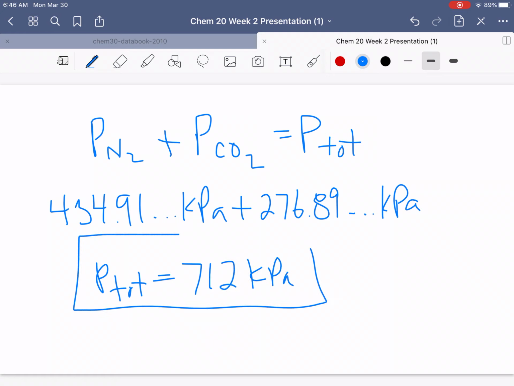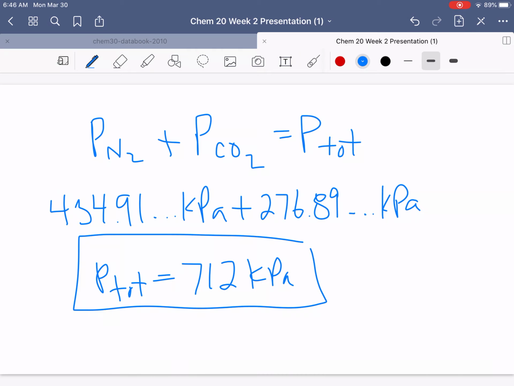Done and done. So really, guys, this is so similar to the questions that you were doing before. The difference is that instead of you just figuring out an individual gas pressure and being done with it, we have to take into consideration that you can add those together to get a total.